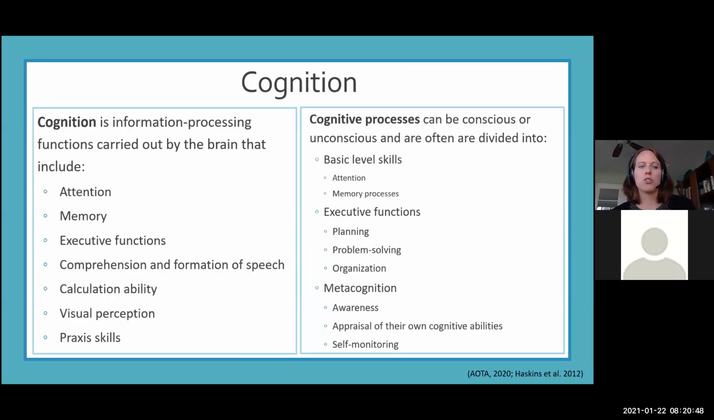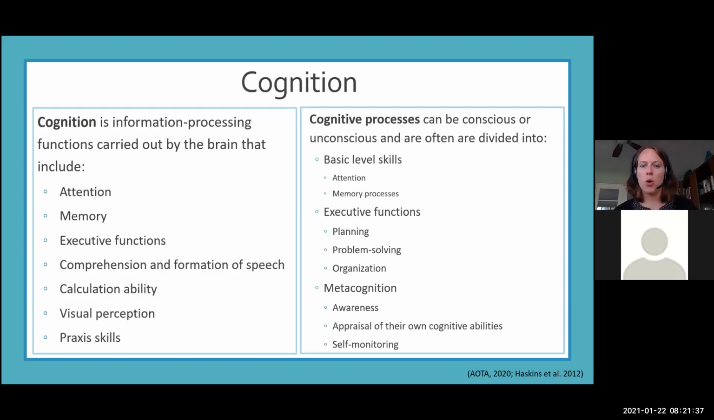So what is cognition? I've thrown this word around a lot during this webinar. The definition of cognition that we're using today, and certainly you might find different variations of this, is information processing functions carried out by the brain that include attention, memory, executive function, comprehension and formation of speech, calculation ability, visual perception, and praxis skills. And so these cognitive processes can be unconscious or conscious and are divided into the subcategories here. So basic level skills, that's our attention and memory, being able to focus, being able to remember information. Executive functions, which are our planning, our problem solving, our organizing a task, making sure we have everything we need before we get going, completing the steps in the appropriate order.